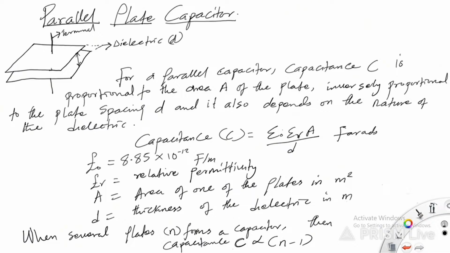Alright, so let's now say capacitance C. Remember, in this scenario we are now considering the area A. This is the permittivity of free space, this is the relative permittivity, this is the area, and this is our dielectric. So our E naught is a constant, the permittivity of free space, 8.85 multiplied by 10 raised to the power of minus 12 farads per meter, and E_r is the relative permittivity, A is the area of one plate in meter squared. The area of each of these plates is A in meter squared, and D is the thickness of the dielectric in meters.